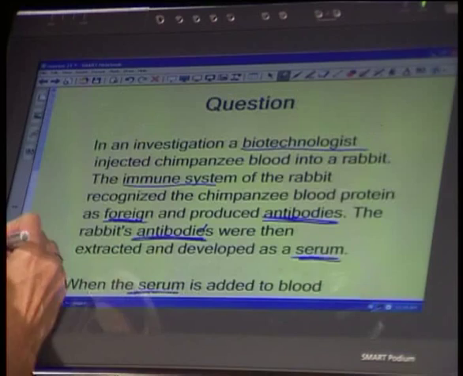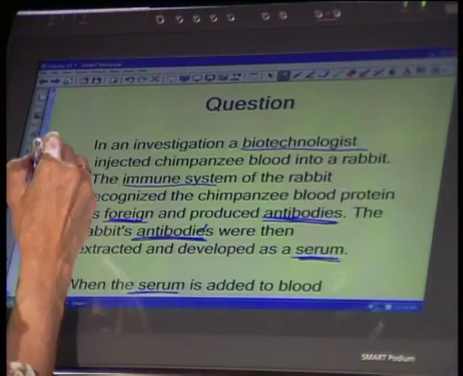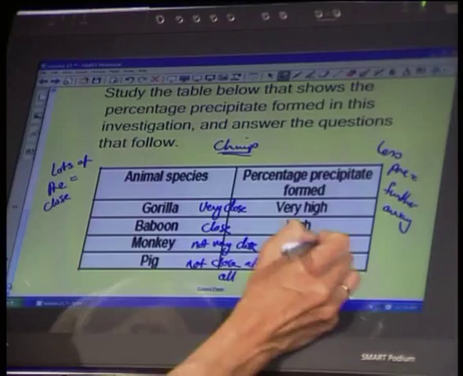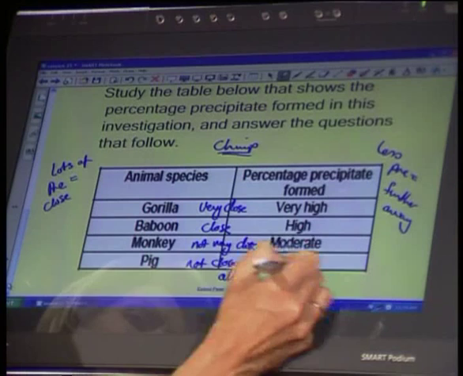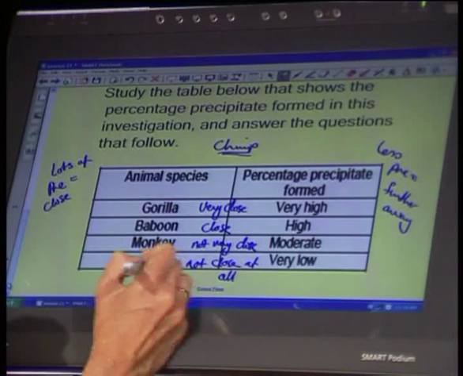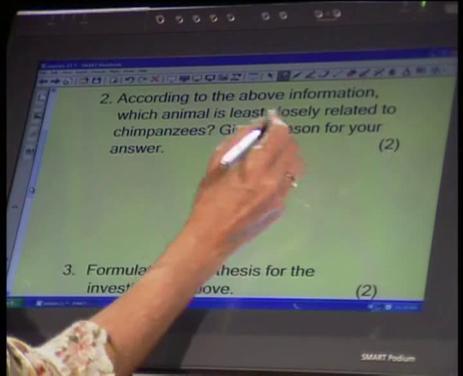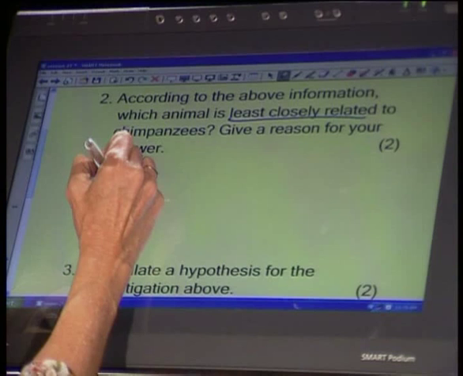Now, I remember that it was the pig. Okay, the pig was very low, a low amount of precipitate. The lower it is, the further away, the less related they are. So it's definitely the pig. So according to the above information, which animal is least closely related to the chimpanzee? It was the pig. Okay, now that would have given you one mark.